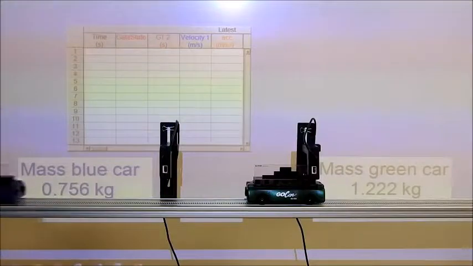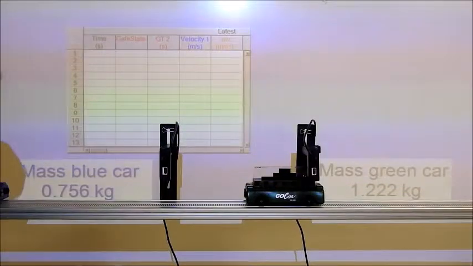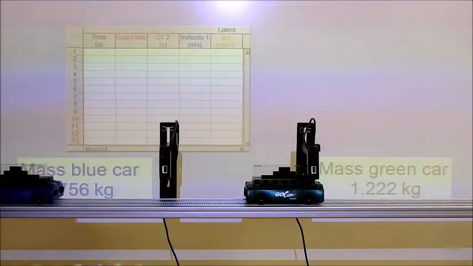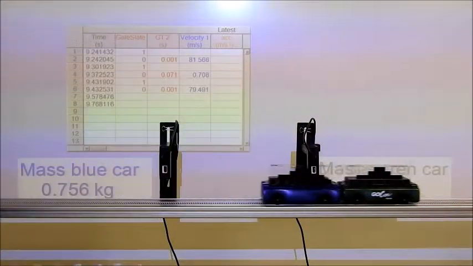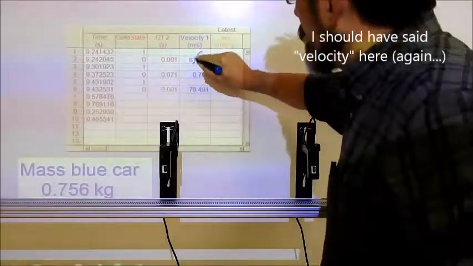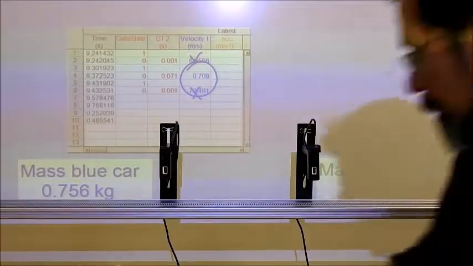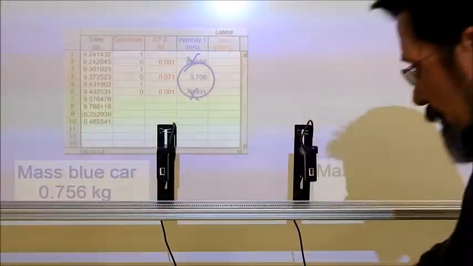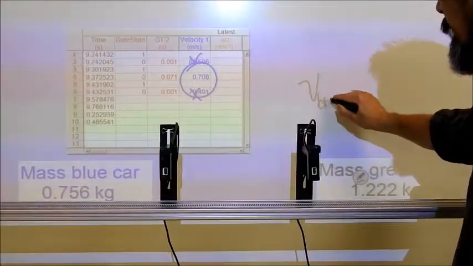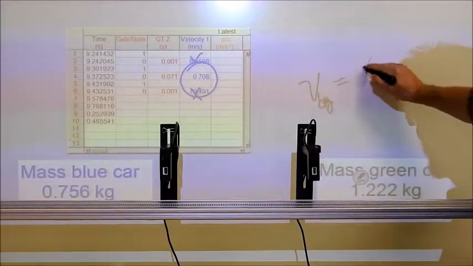Okay, so to set that up, it's going to come in similar to the last one, but it's not going to bounce off. It's going to move forward with it. Mass of the blue car is the same. Mass of the green car is the same. All right, 1, 2. So the blue car coming in is 0.708 meters per second. Your job is to solve for the velocity of the blue and green. So the blue and green speed is going to be your unknown.